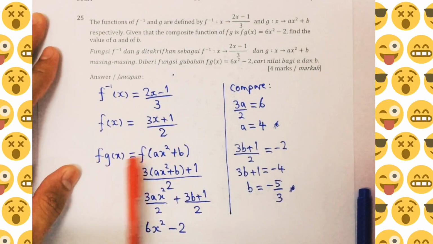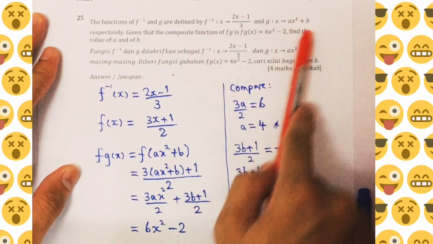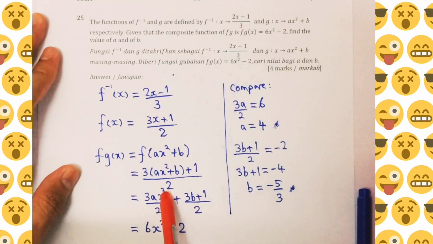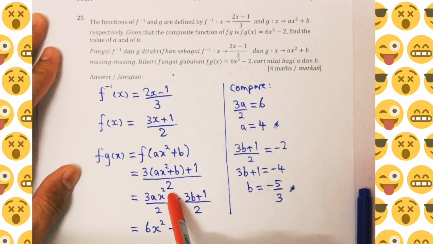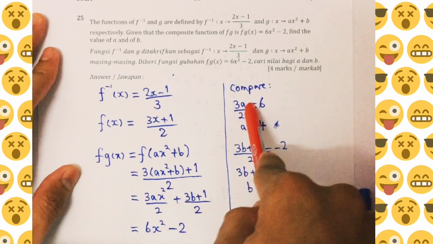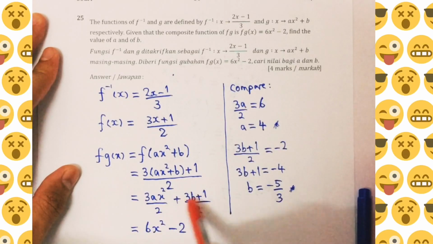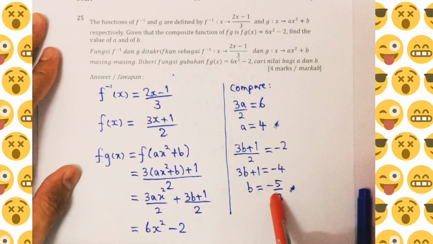Now using f(g(x)), you're going to substitute g(x) equals ax squared plus b into your f. So you got that term. And then compare with the one given to you, which is 6x squared minus 2. So the x squared component will be compared with this one, and this one will be the number with the x squared. So by comparing the two terms, this and this, and this and this, you get a equals 4 and b equals negative 5 over 3.